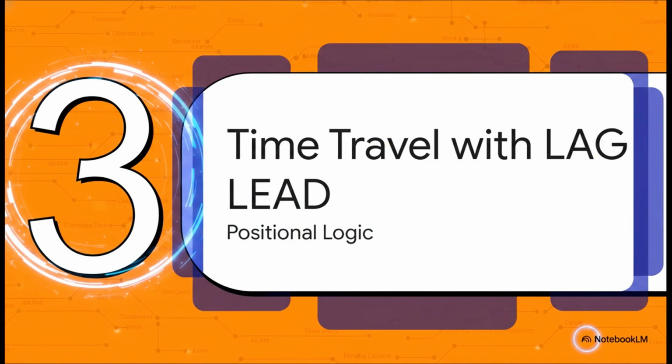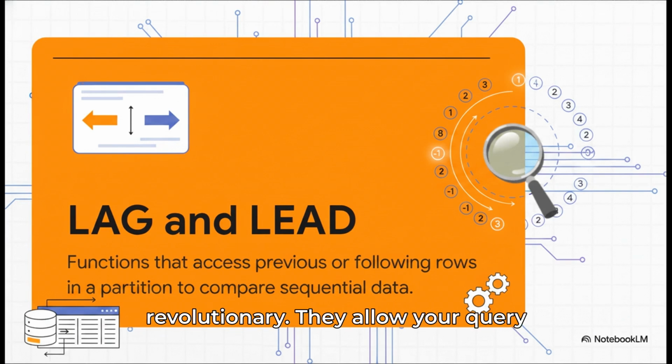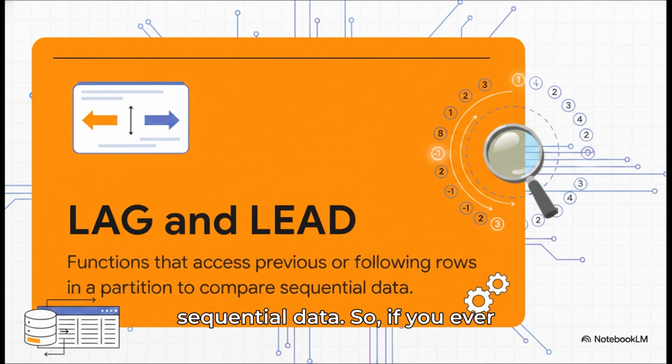Sounds cool, right? Honestly, lag and lead are revolutionary. They allow your query to literally look backwards or forwards. You can access previous or following rows within a partition to compare sequential data. So if you ever need to compare a user's current payment to their immediately preceding payment, you don't need some convoluted join anymore. You literally just ask the engine to look one row up.